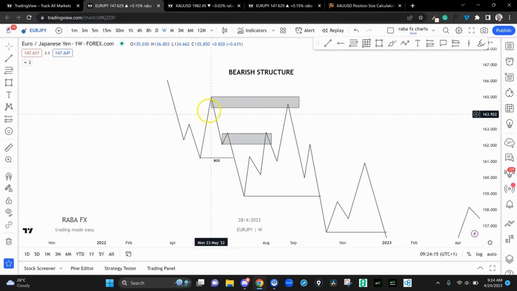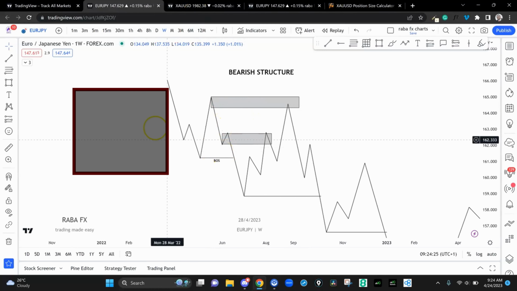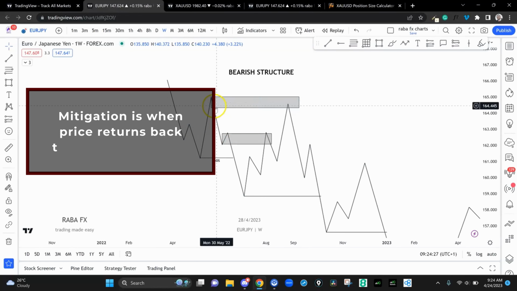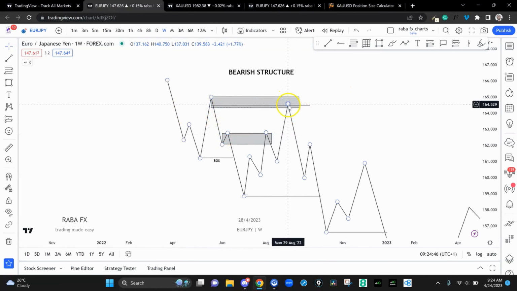Now, you don't trade market structure if you don't understand mitigation. Mitigation is simply price moving back to the opening price. The opening price that started this move, maybe this was the opening price here, and the rest here is a wick. This is the opening price of the bearish candle that started it. If price does not tap into this, we don't have mitigation.